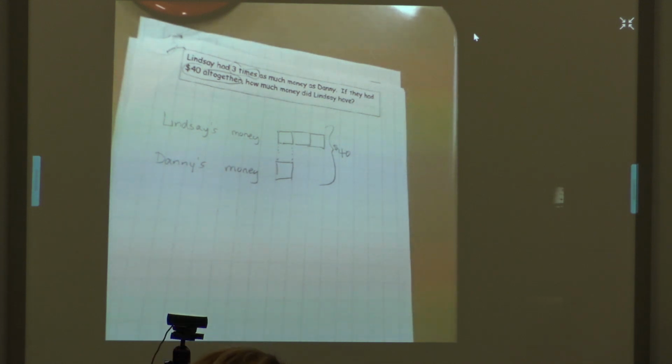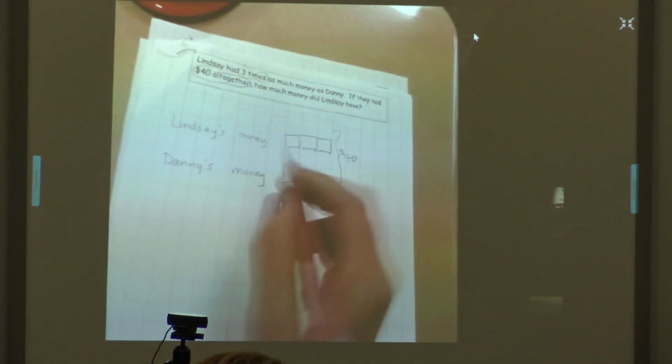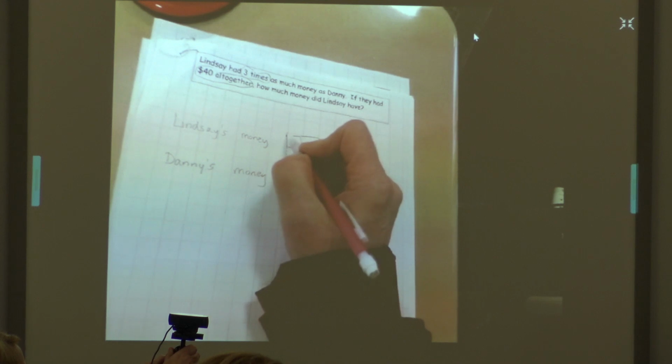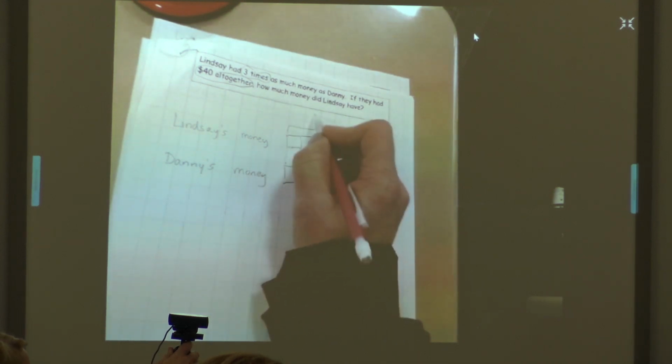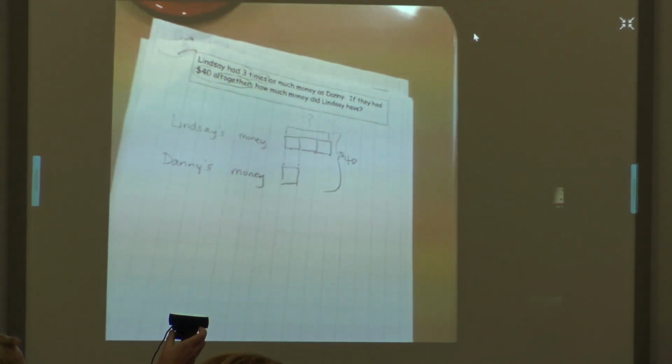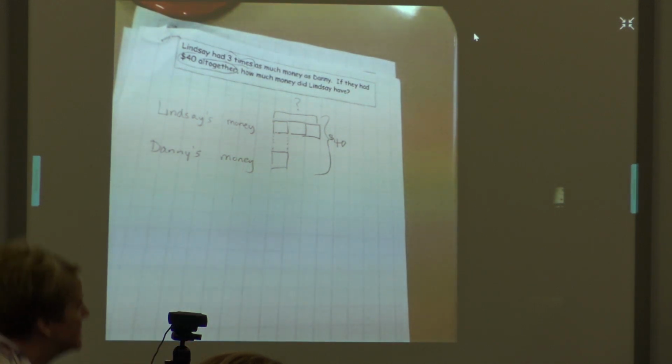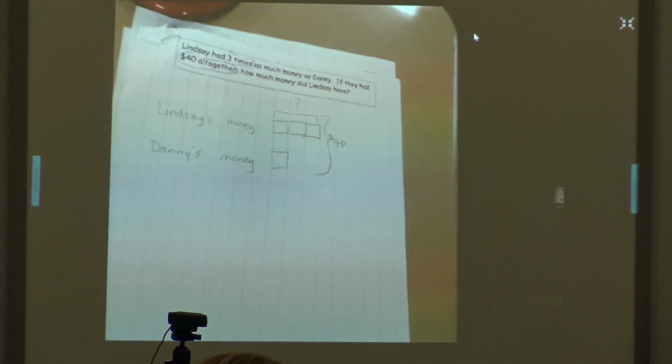Now the question mark: how much money did Lindsay have? It's very confusing, but we'll get you through. So the idea is a question mark: how much money does Lindsay have? These are her 3 units, so this is where our question mark will go, because that's what we're trying to figure out. We're trying to solve these 3 units.